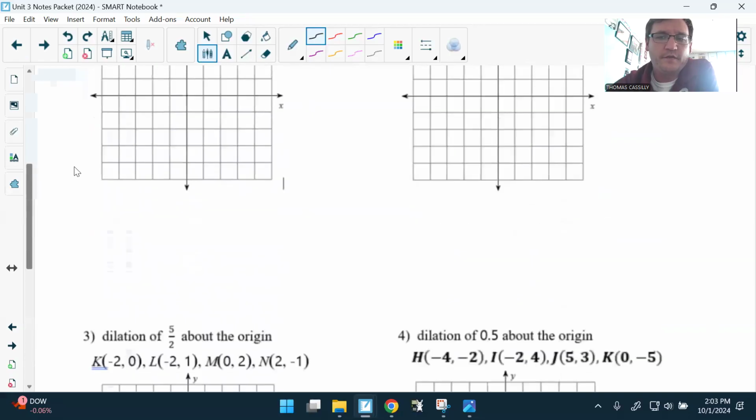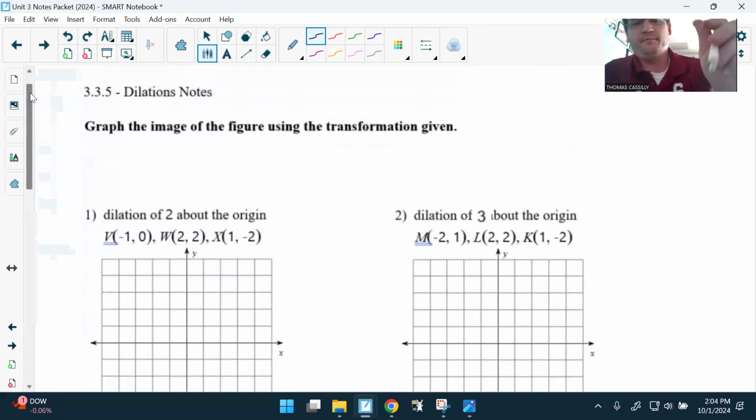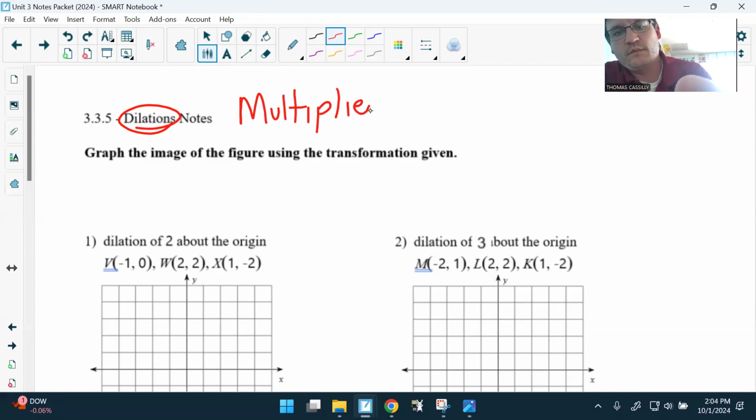Now, the next one we're going to talk about are dilations. Dilations, these are very easy. These are just making pictures bigger or making pictures smaller. So think of this as like a multiplier. You could almost think of it as a scale factor. So the notation on this one, if I look at this first one, it says dilate 2 about the origin.